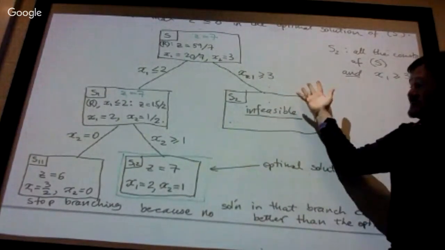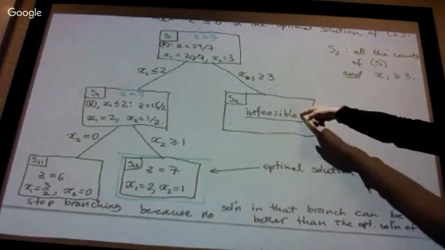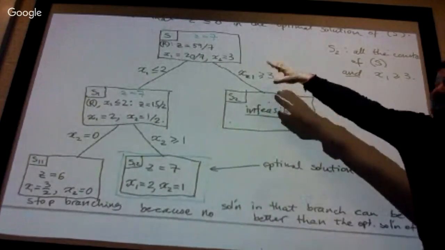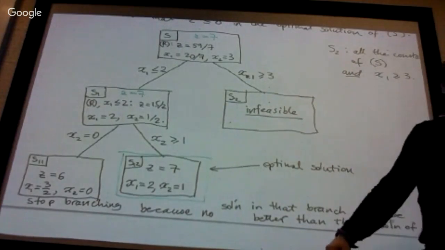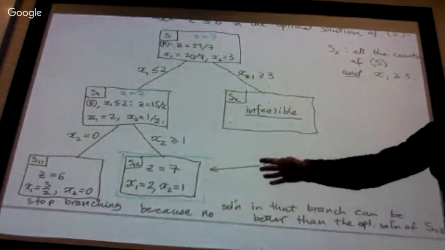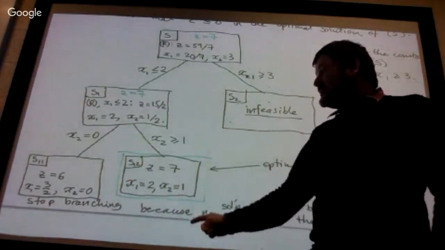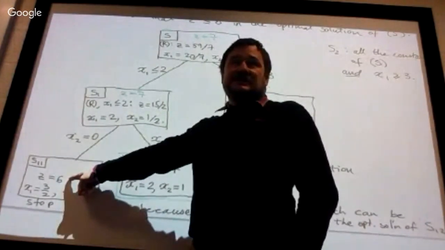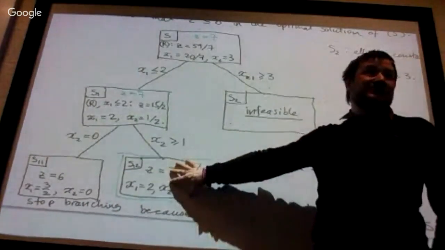And you stop branching in 3 different situations. One of them is when the problem becomes infeasible. So there's no feasible solution satisfying all these constraints, so there's no branching. The second case when you stop branching is when the LP solution is all integer, because then you've already found the solution. And the third situation is when the value you get is worse than the value of an integer solution you've already found.